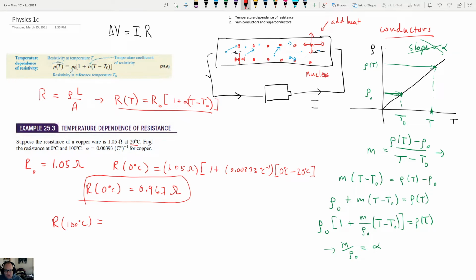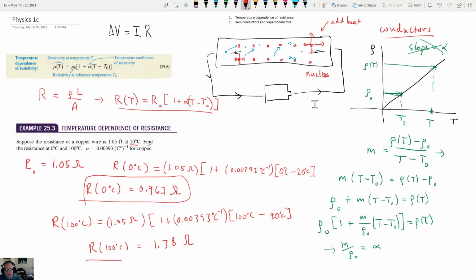At 100, I got 1.38. Okay, let's plug in the numbers. 1.05 ohms multiplied by 1 plus 0.00393, and we multiply that by T, which is 100 now, minus 20. And you said you got 1.38. Yeah, that seems reasonable.